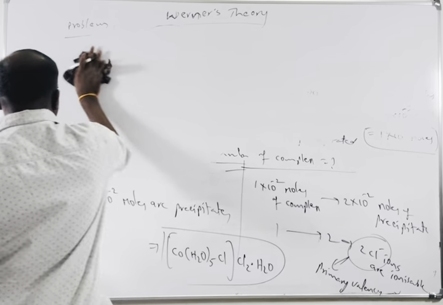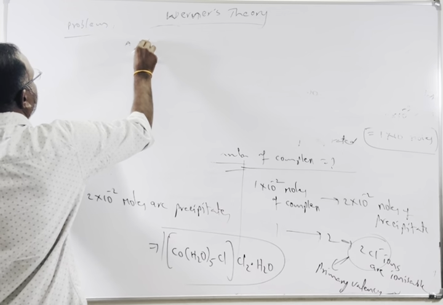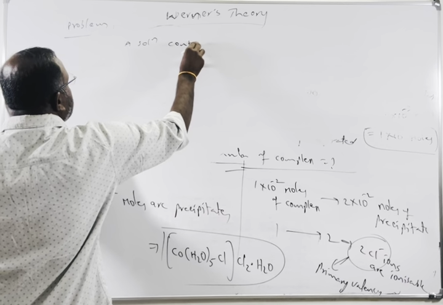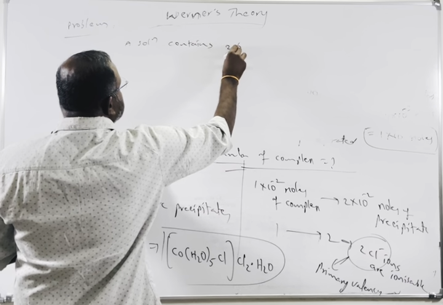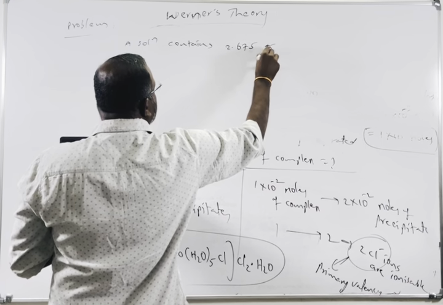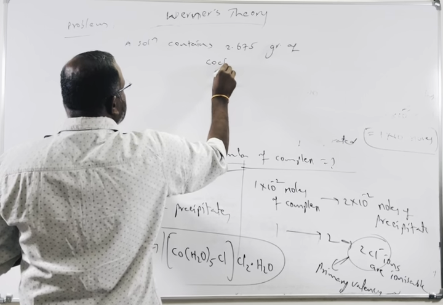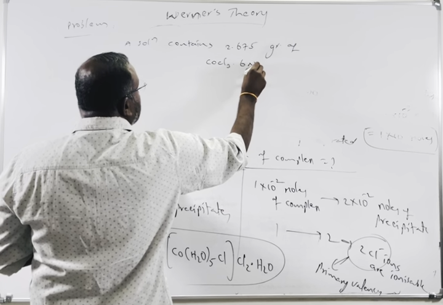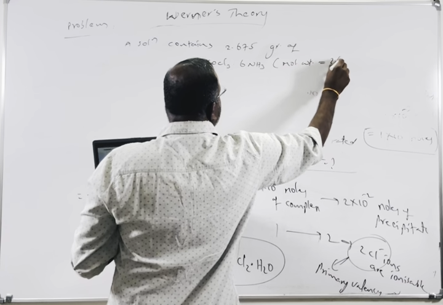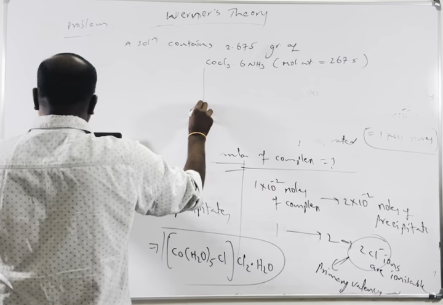What is that problem? First, let me write the problem. A solution contains 2.675 grams of CoCl3·6NH3, and he has given the molecular weight of this complex as 267.5 grams per mole. It is passed through a cation exchanger.